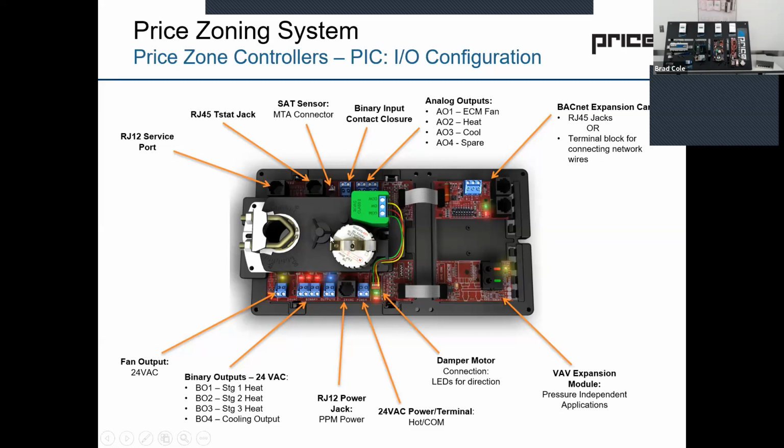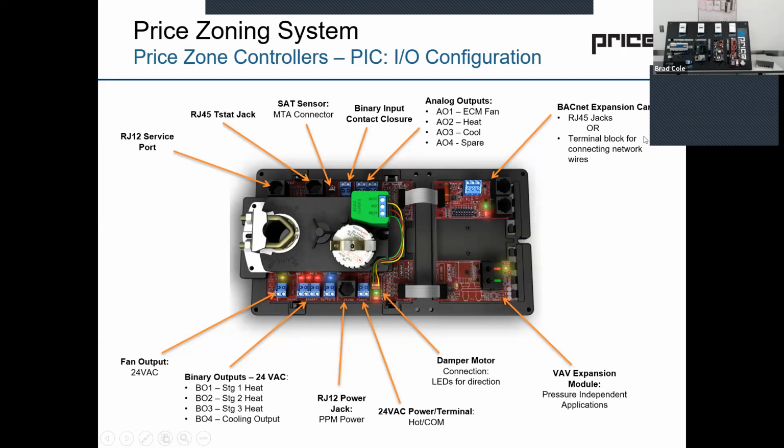As you notice, there's a bunch of jacks on the board. So here's the RJ45 jack for the thermostat. That's where you plug it in and just wire it in, so there's no real wiring. Down here is a smaller RJ12 jack for power. I'll get into that. We provide a cable that could provide 24 volts to the controller, so you just plug in the power. Pretty simple.